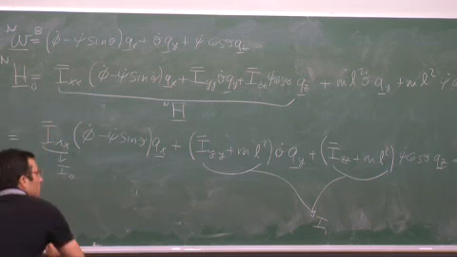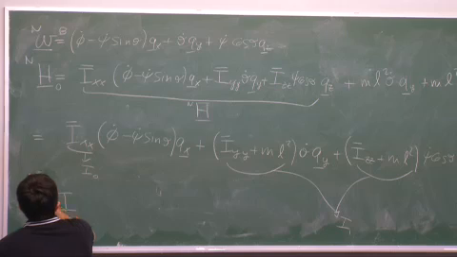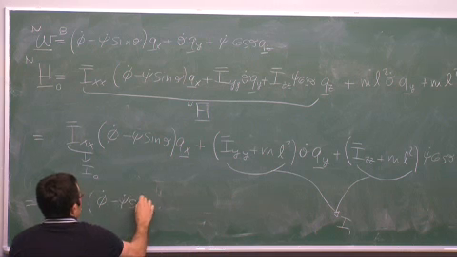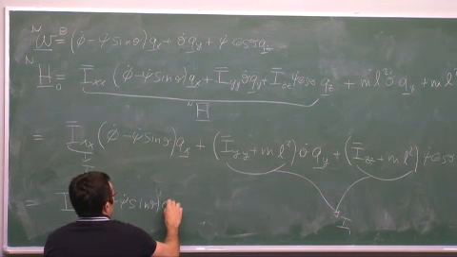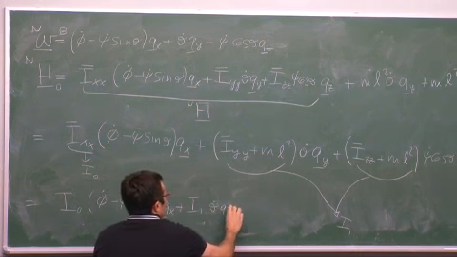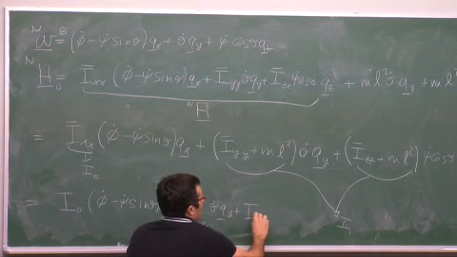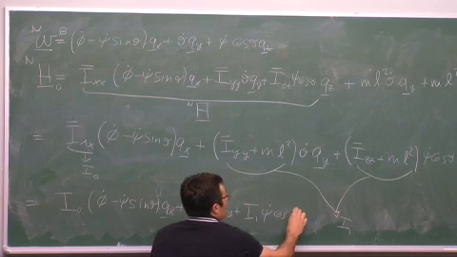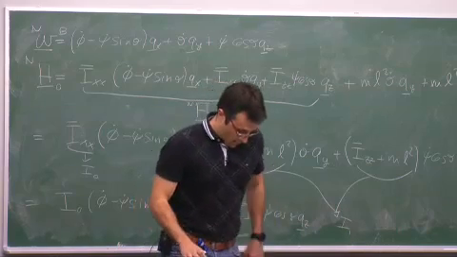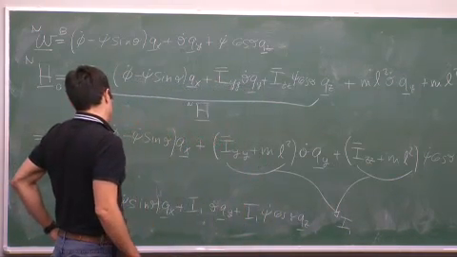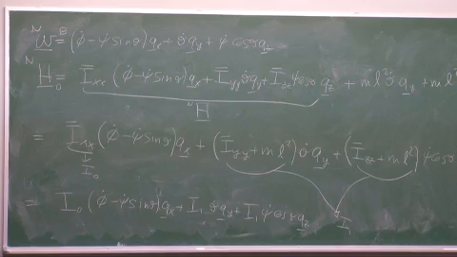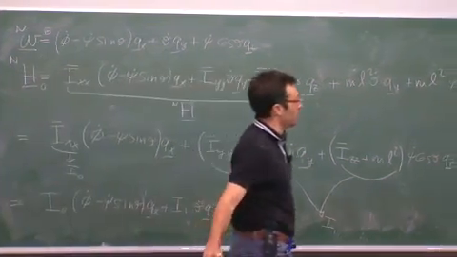So my final H_O in N is equal to some I0, it's a constant, times (phi dot minus psi dot sine of theta) Qx, plus I1 theta dot Qy, plus I1 psi dot cosine of theta Qz. Okay. That's H_O in N. I need to take its rate of change in the inertial reference frame.